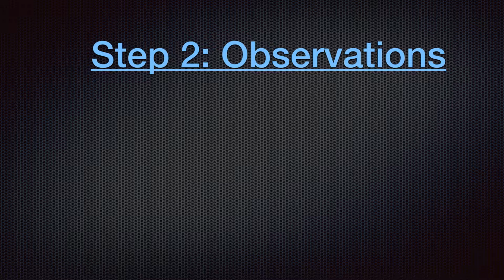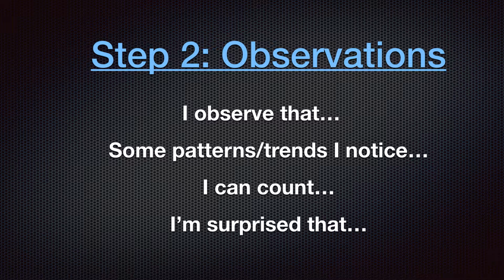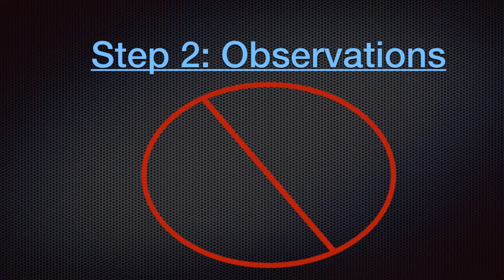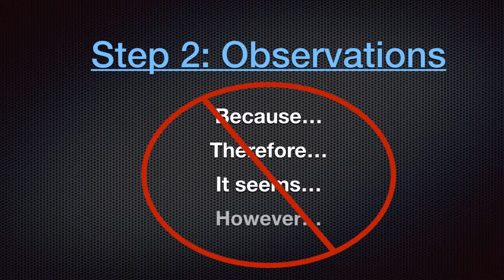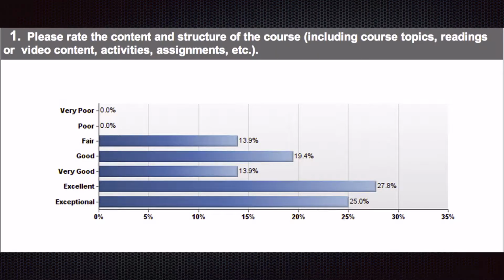In Step 2, we want to make simple observations, so try using some of these stems. I observe that. Some patterns or trends that I notice are, I can count, I'm surprised that. Since this step is all about observations, be sure to avoid looking for cause and effect. Avoid words like because, therefore, it seems, or however. Let's take a quick look at what you will see on your evaluation results.